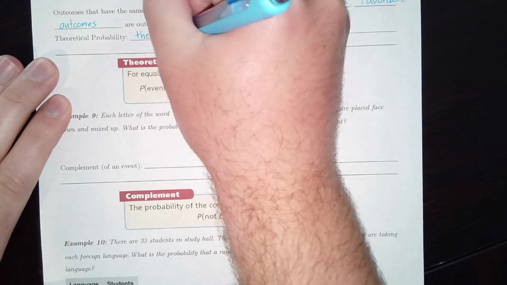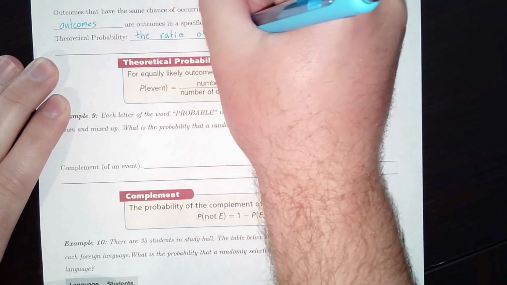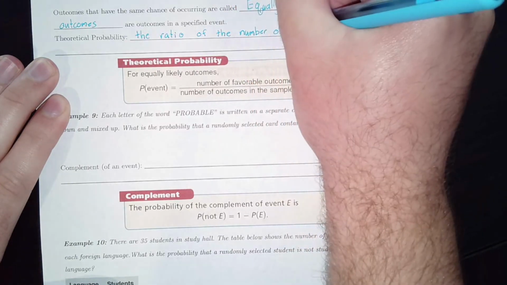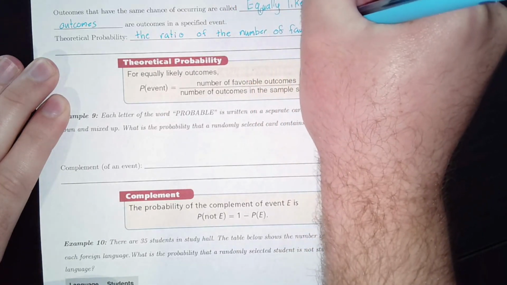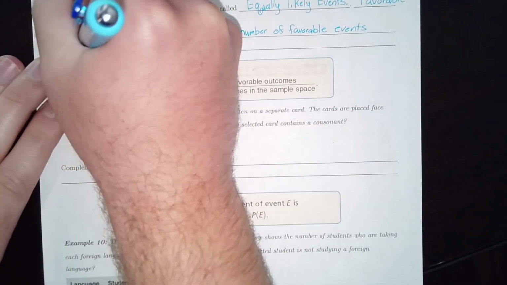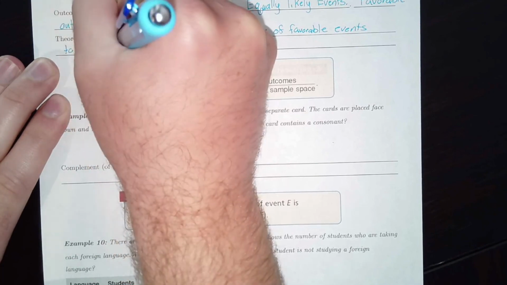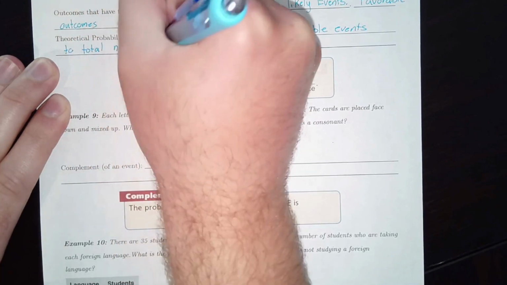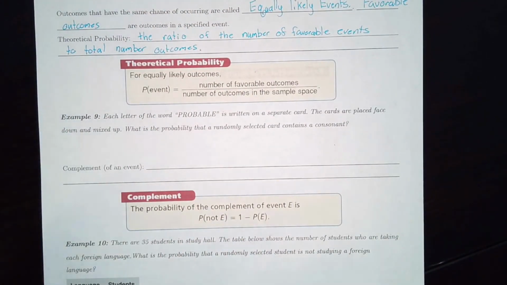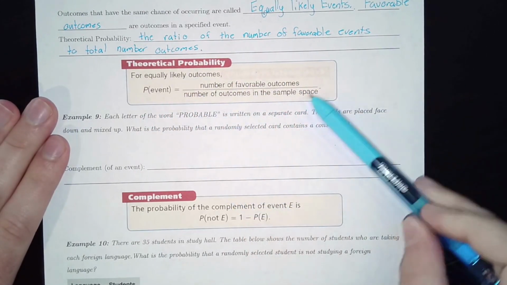So for theoretical, this is going to be the ratio of the number of favorable events to the total number of outcomes. And ratio just means fraction. So the favorable events go on top, the total number of outcomes go on the bottom. So essentially we get this here.